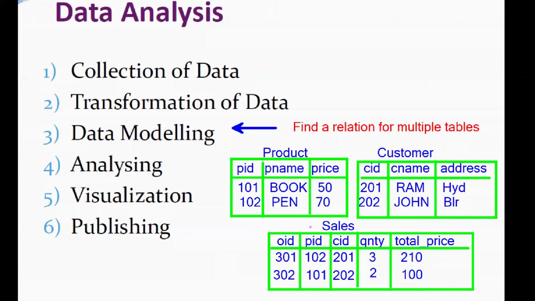So how to join the three tables? How to join the product table, customer table, and sales table? You can find common columns, right? So we have a common column, the product ID. Here we have a customer ID. Okay? You can find this column.